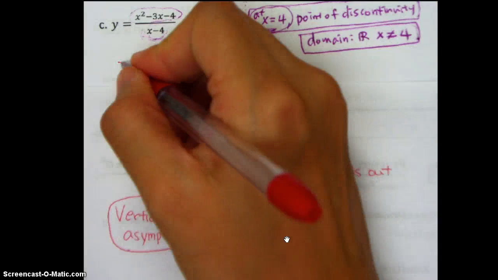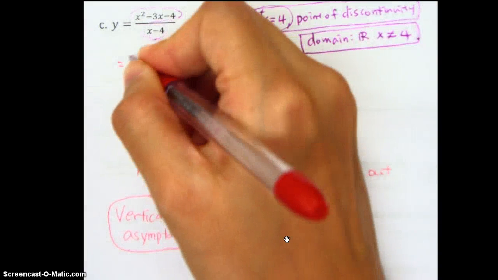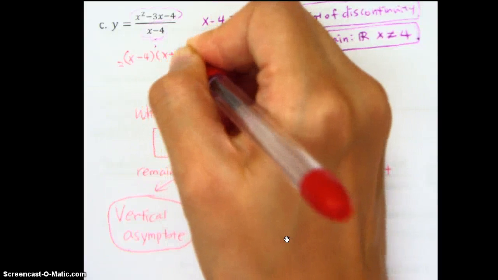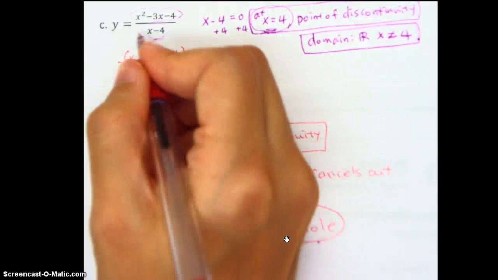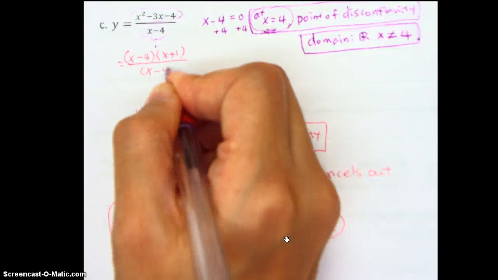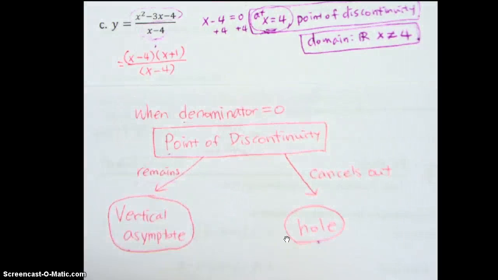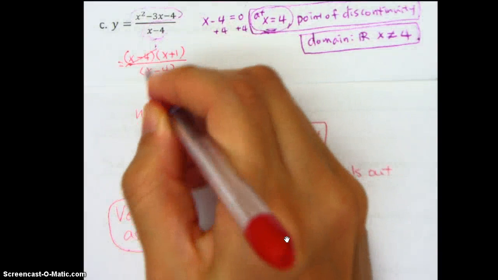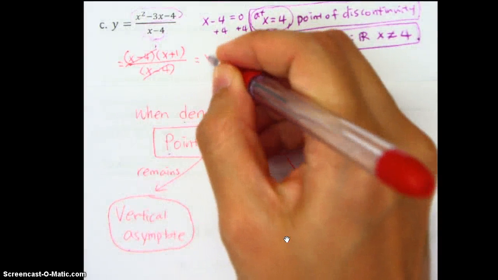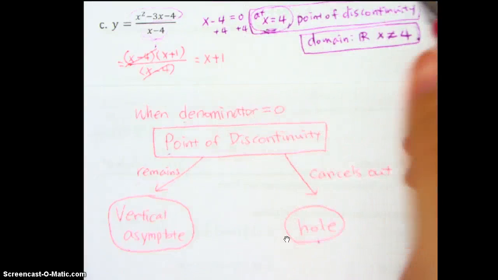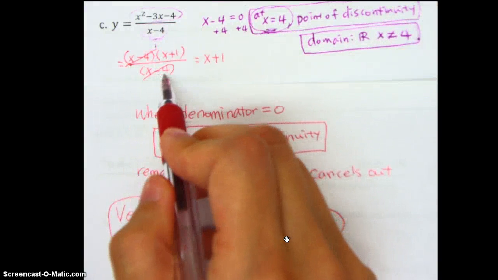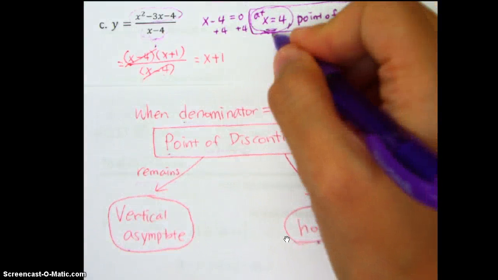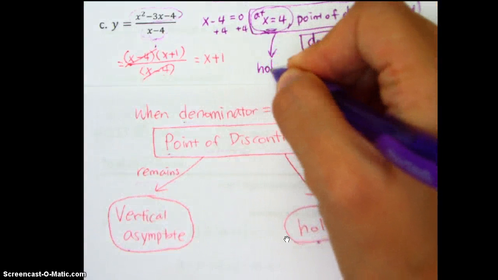So this will equal x minus 4 times x plus 1 on the top, and the bottom is x minus 4. So it seems like we have a common factor, and then we can just cancel this out. I will have x plus 2 times x plus 1. Because we cancel this factor out, that means we have a hole. So that point of discontinuity is a hole.